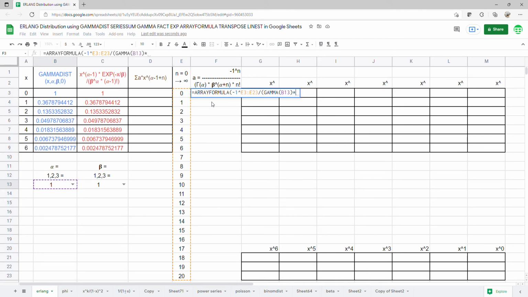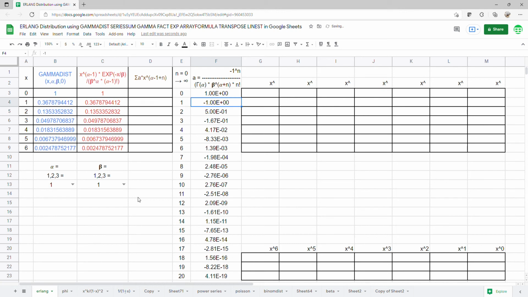The second part, beta raised to the power the quantity alpha plus n. And finally, the third part is factorial of n. And enter. Now we can complete the Taylor series expansion.